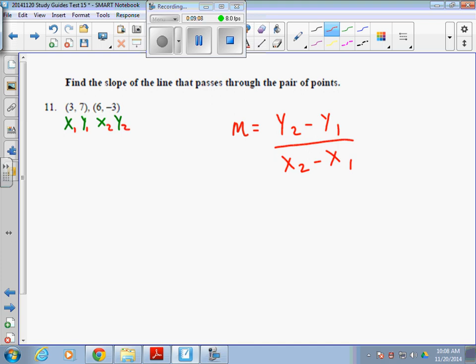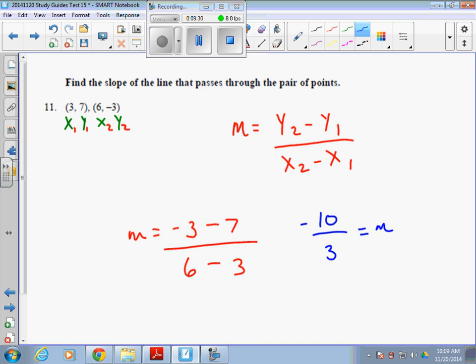Y sub 2's value in this case is negative 3 minus y sub 1's value is 7 over x sub 2 is 6 minus x sub 1 is 3. Negative 3 minus 7 is negative 10. 6 minus 3 is 3. There's no number that goes into both of those. There's your slope. Negative 10 over 3.